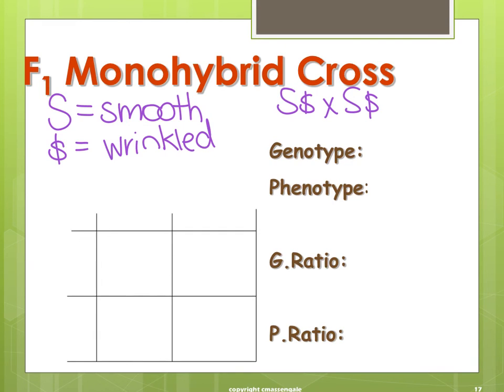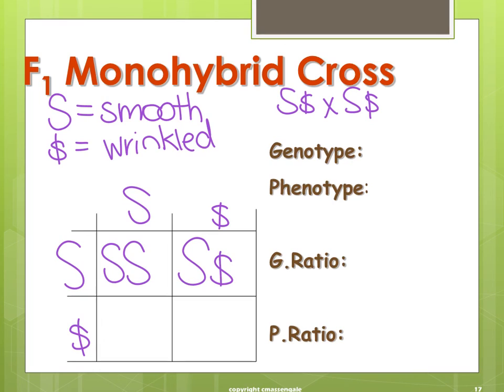Now what's my next step? I have to determine my gametes by splitting up my alleles. So I'm going to have big S, little s here, big S, little s here. And then my next step is fertilization. Big S, big S, big S, little s, big S, little s, little s, little s.